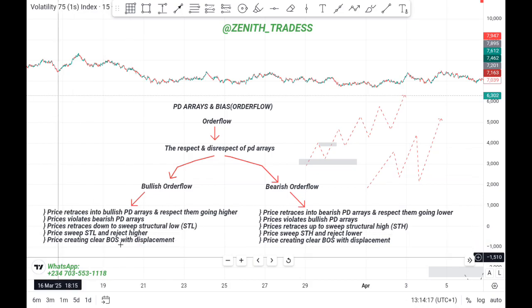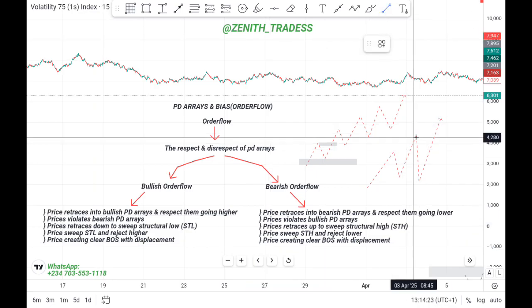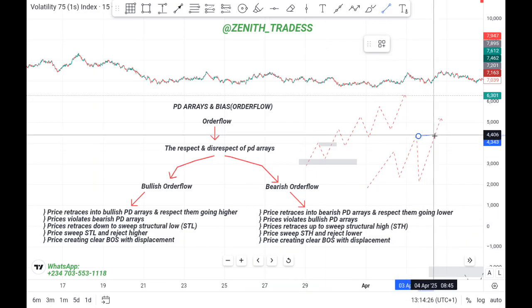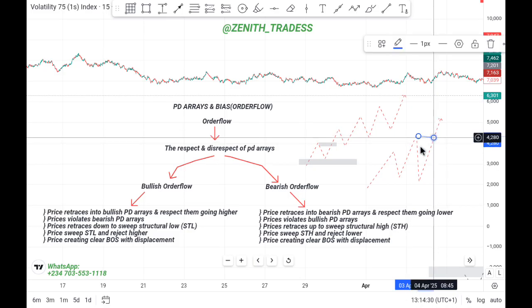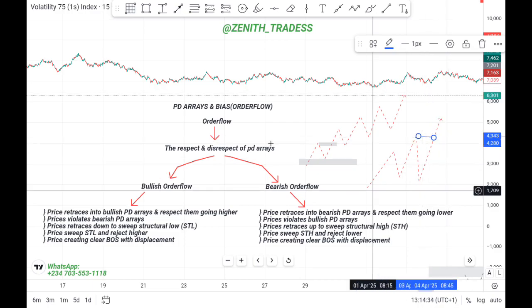Price creating a clear break of structure with displacement. This is a break of structure now. Price creates a clear break of structure with displacement. You can see the PDRA here is disrespected and price breaks structure, moving higher. That's for a bullish scenario.